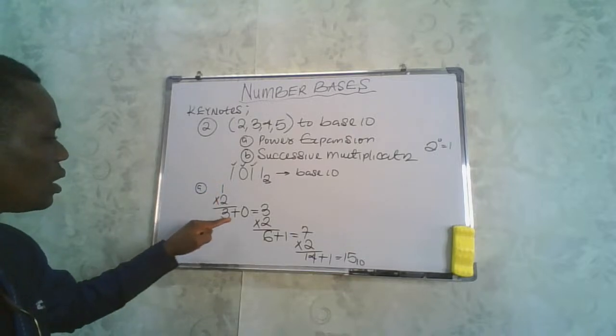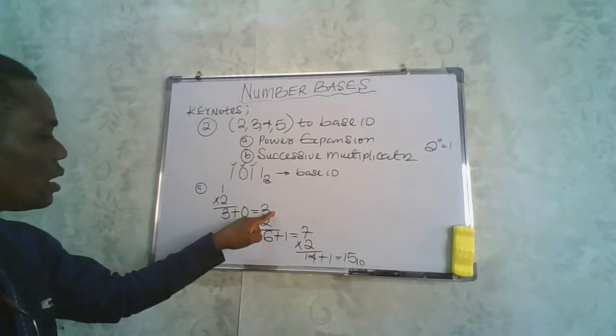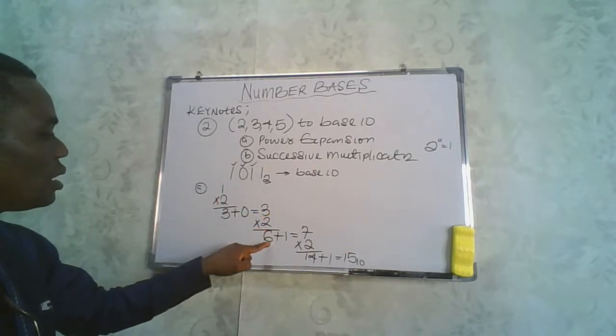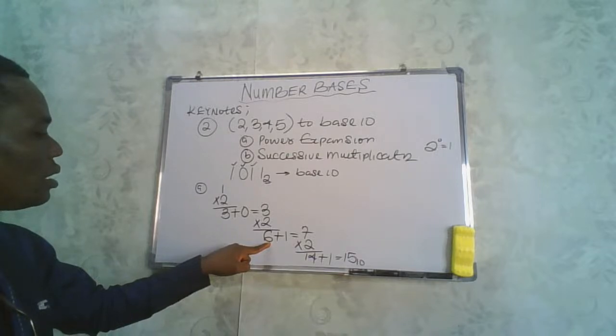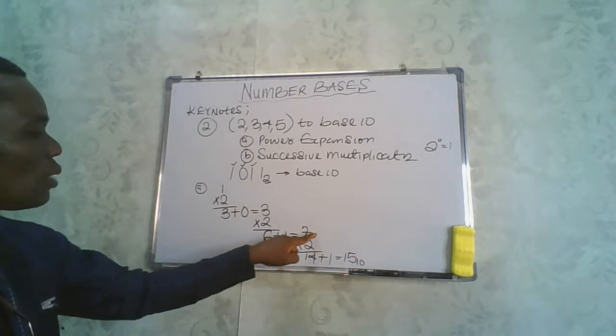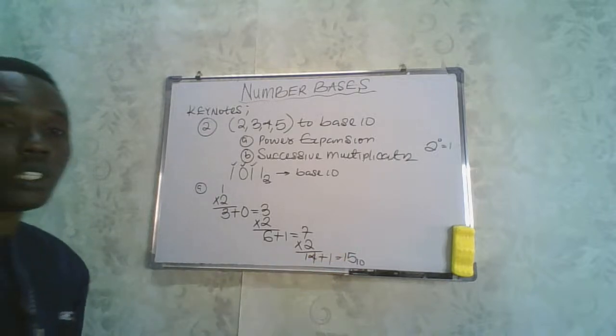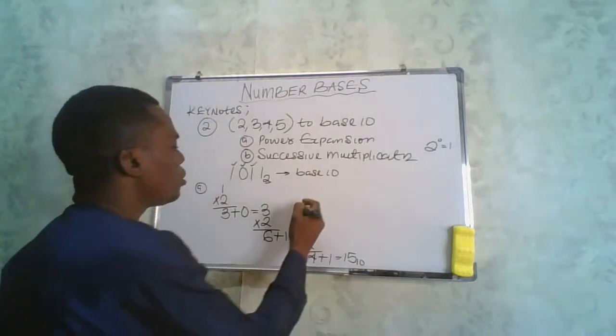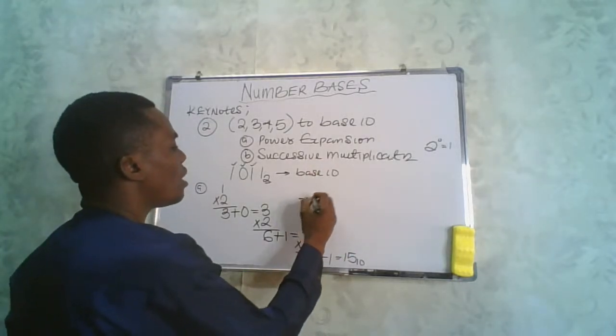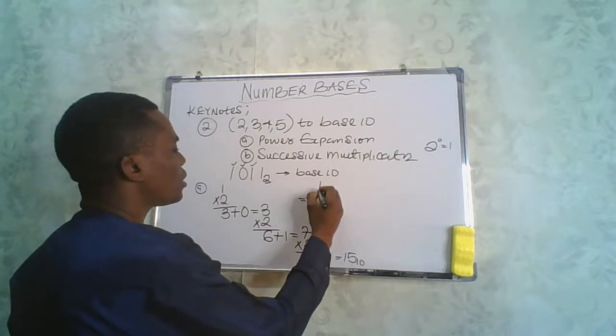1 times 2 is 2, plus 1, that is 3. 3 times 2 is 6, plus 1, that will give us 7. 7 times 2 will give us 14. 14 plus 1 is what? 15. Now let's look at the other method. We didn't get the first method right.